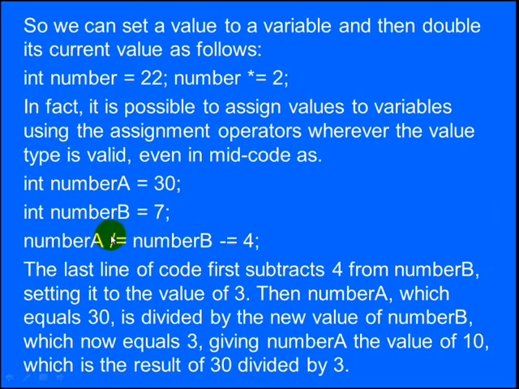Now number a slash equals 3 means the current value of number a is to be divided by 3 and the result will be assigned to number a. The last line of code first subtracts 4 from number b, setting it to the value of 3. Then number a, which equals 30, is divided by the new value of number b, which now equals 3, giving number a the value of 10, which is the result of 30 divided by 3. So that's how we can use the arithmetic assignment operator.